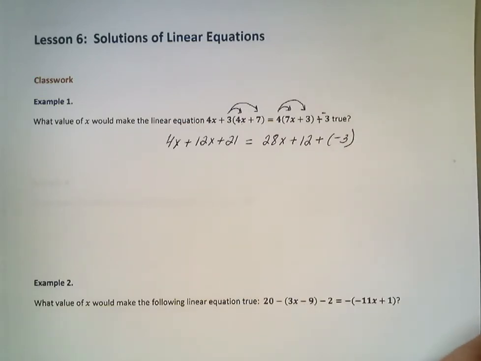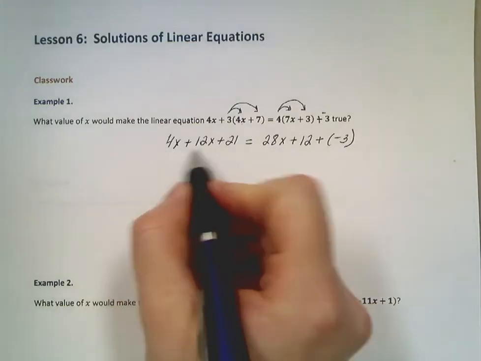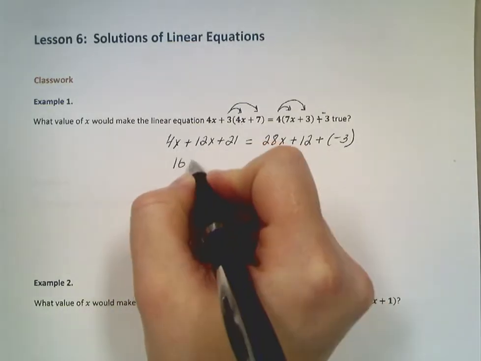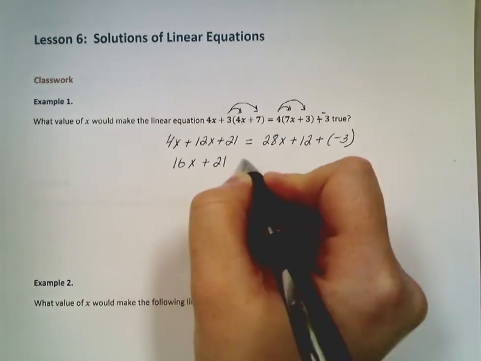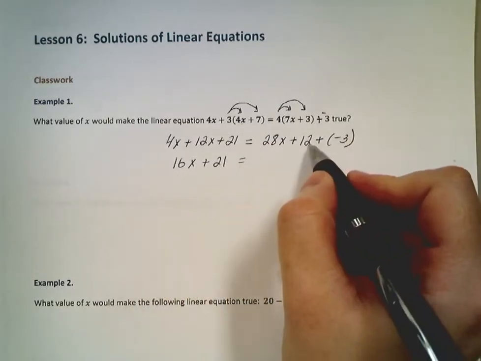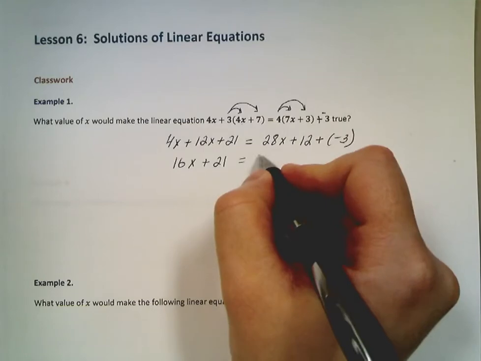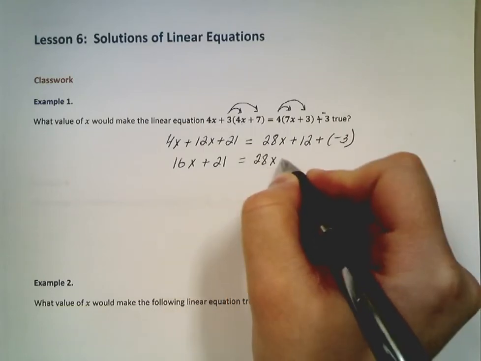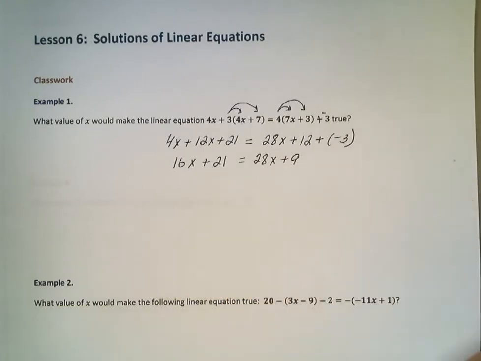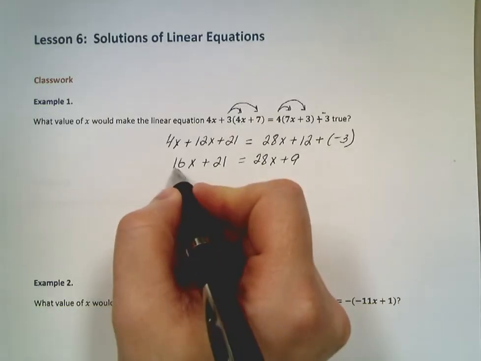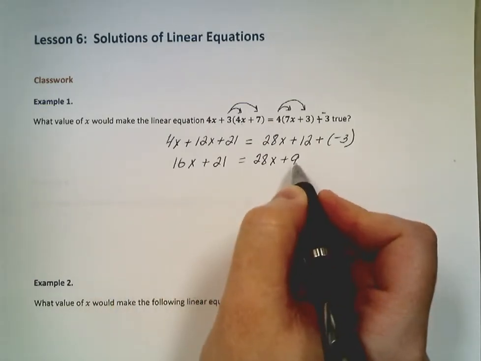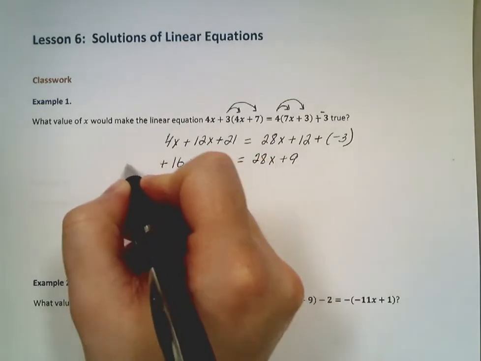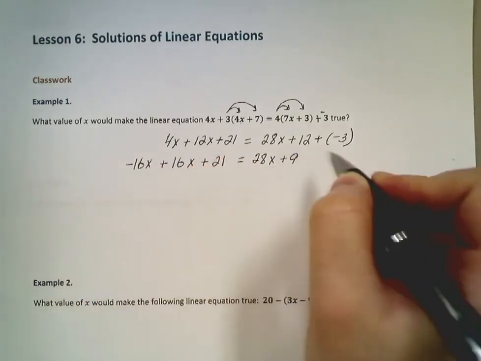Now we need to simplify what we have. So 4x plus 12x is 16x plus 21. On the right side, I'm combining 12 and negative 3, so it will be 28x plus 9. Now I want to think about what I want to move and where. I like my x's to be positive, so I'm going to get rid of 16x on the left side and move it to the right side. So I'm going to add negative 16x to both sides of my equation.